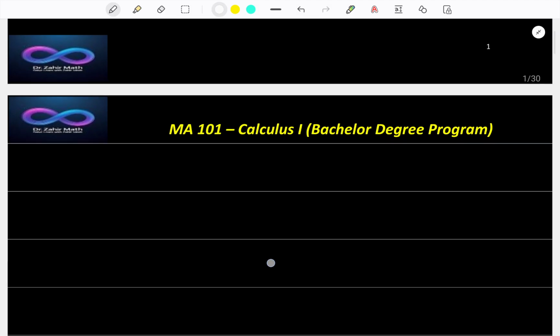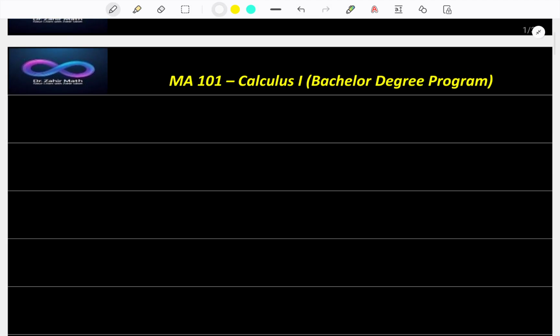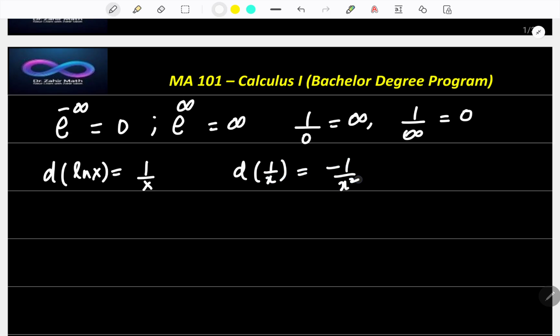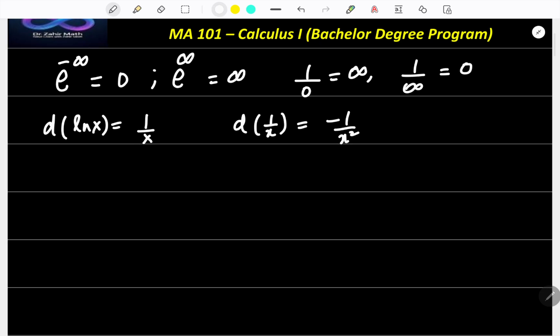Now, some more rules I'll give you, which you already studied. E power minus infinity is what? 0. E power infinity is what? Infinity. 1 by 0 is what? Infinity. And 1 by infinity is what? 0. And differentiation of ln x, which we studied in many places, is 1 over x. Differentiation of 1 over x is negative 1 over x square, right?